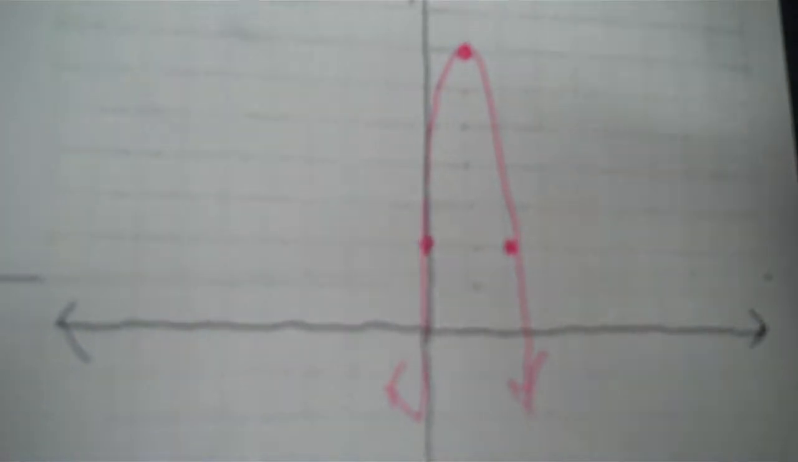So 2, 2, 1, 7, 2, 3, 4, 5, 6, 7, and then 0, 2. Okay, so that's my parabola. It's kind of a scrawny little thing, but that's okay.